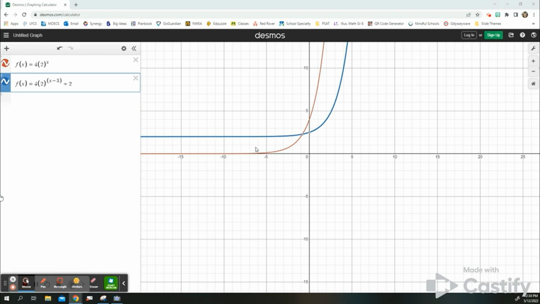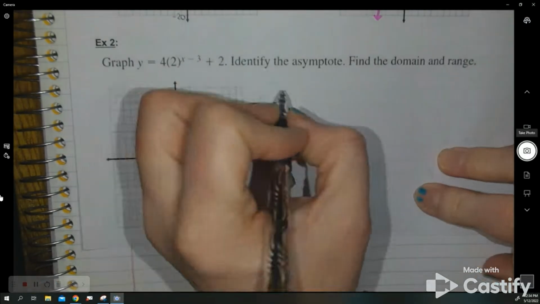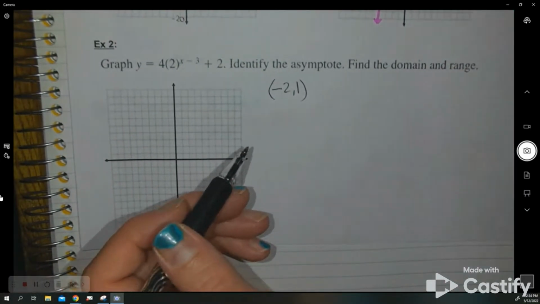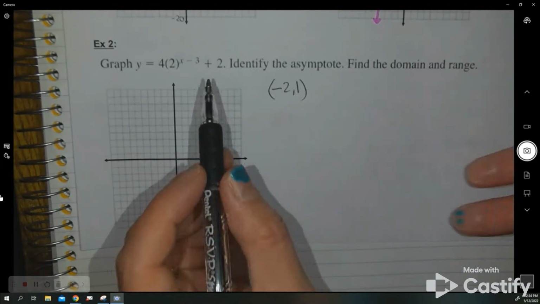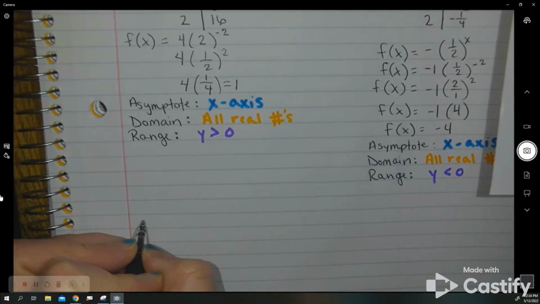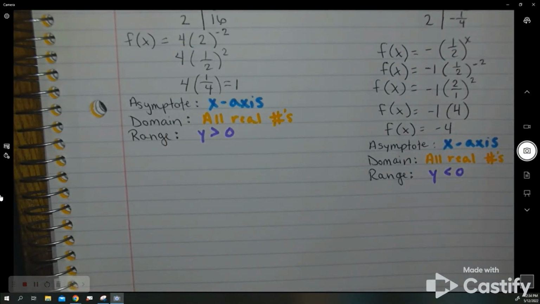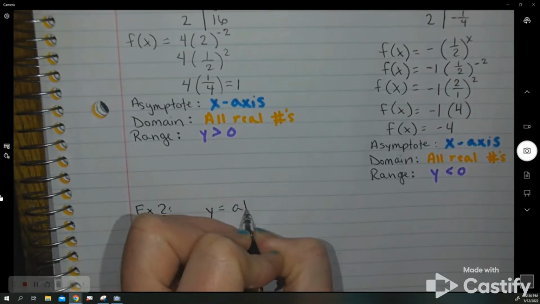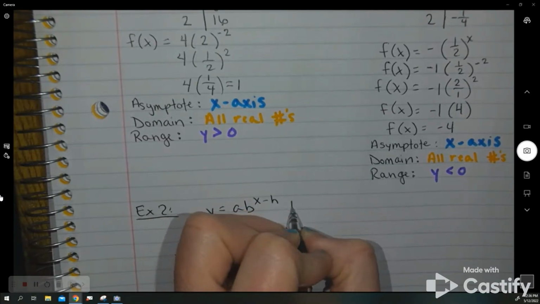And what we have is the points... Actually, let's start with our negative 2, 1. According to what is here, we know, based on the rules of these exponential functions, that if we are changing our exponent here, they have the general format of y equals a b to the x minus h plus k.